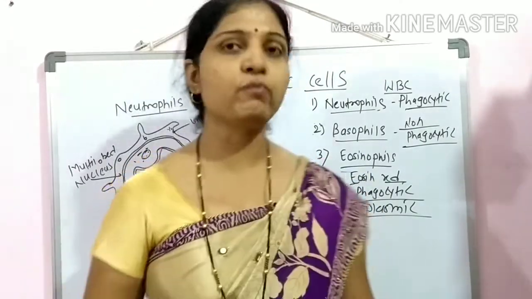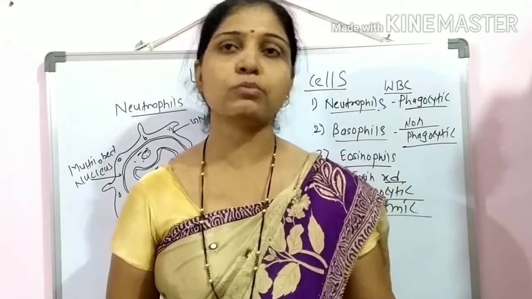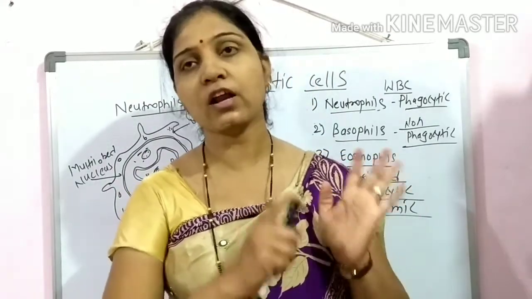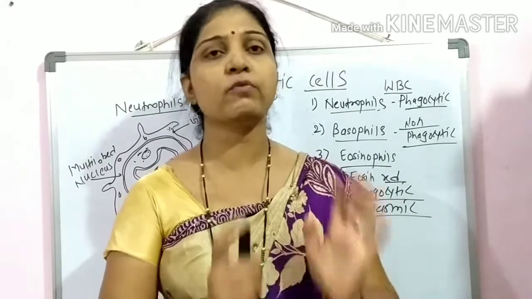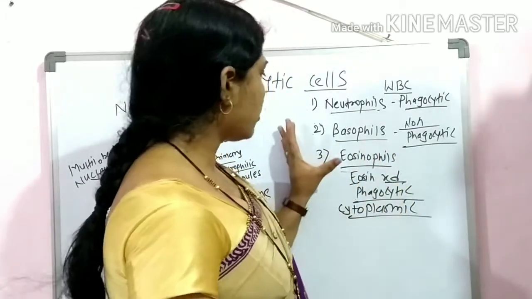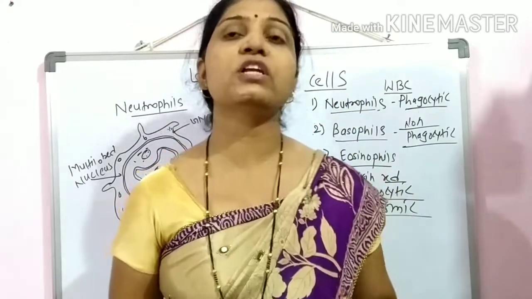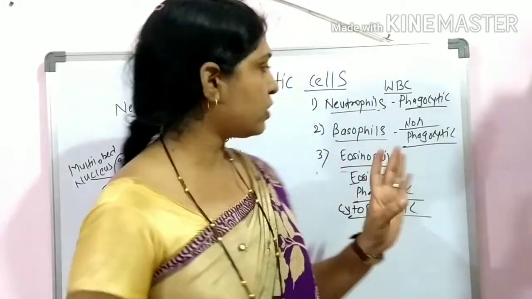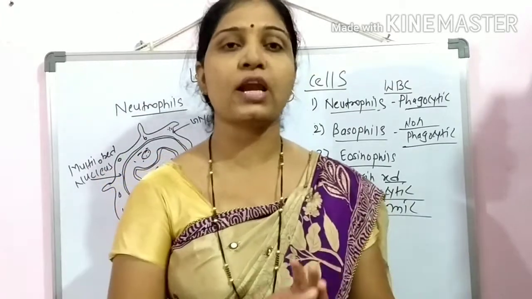So this is the complete information about the different types of granulocytic cells, which are responsible for developing the different types of innate immune responses. The neutrophilic cells are the first to arrive at the site of infection. So this is the structure and the function of these granulocytic cells.